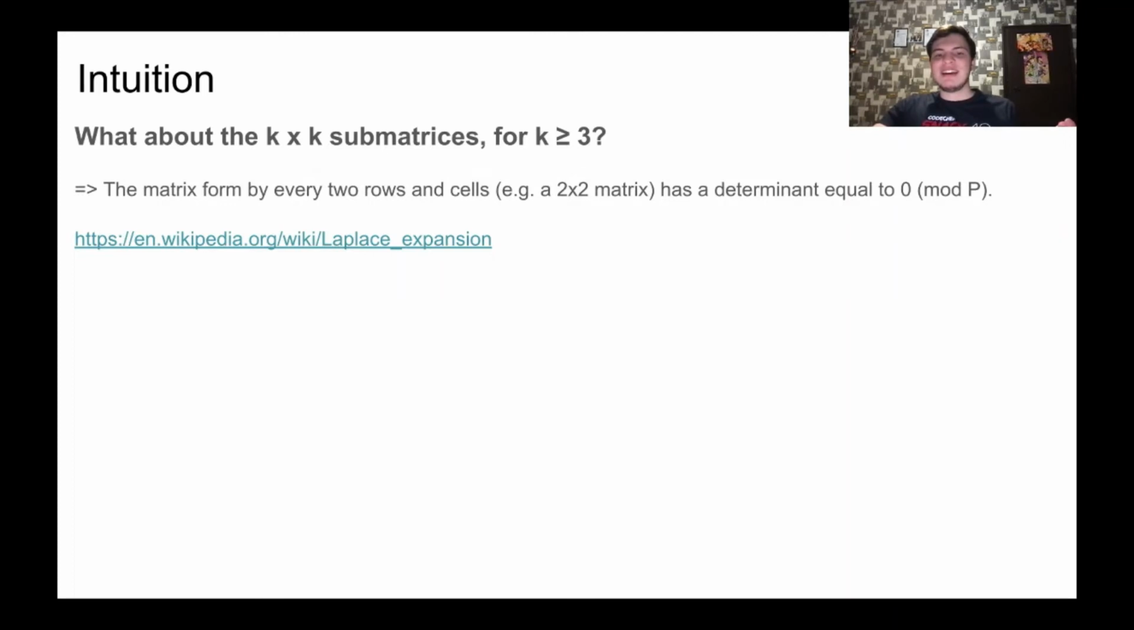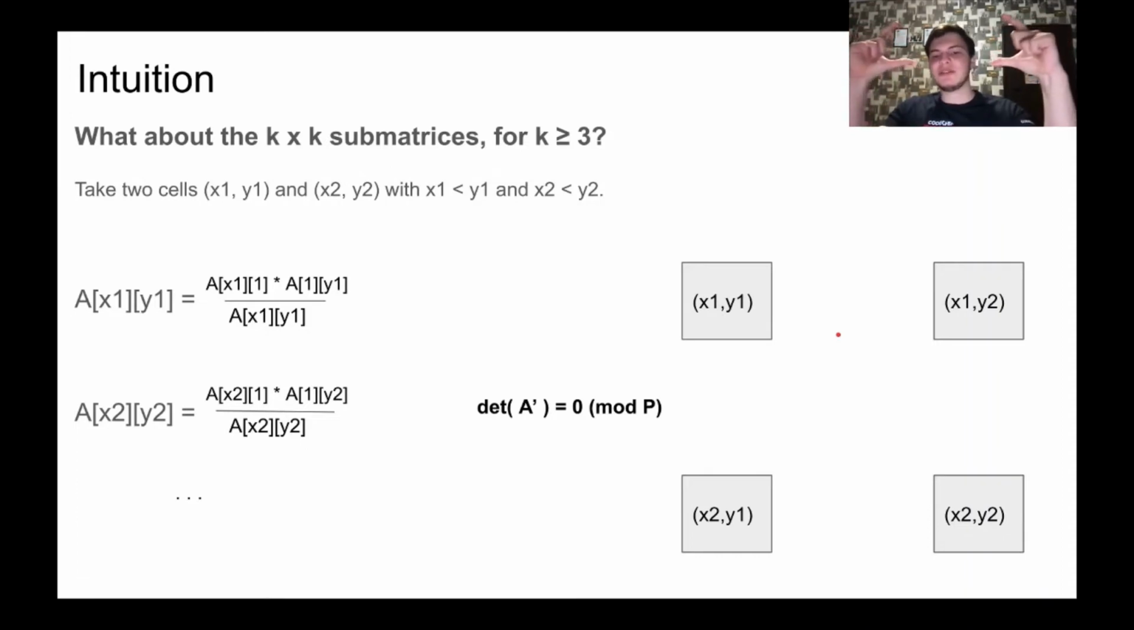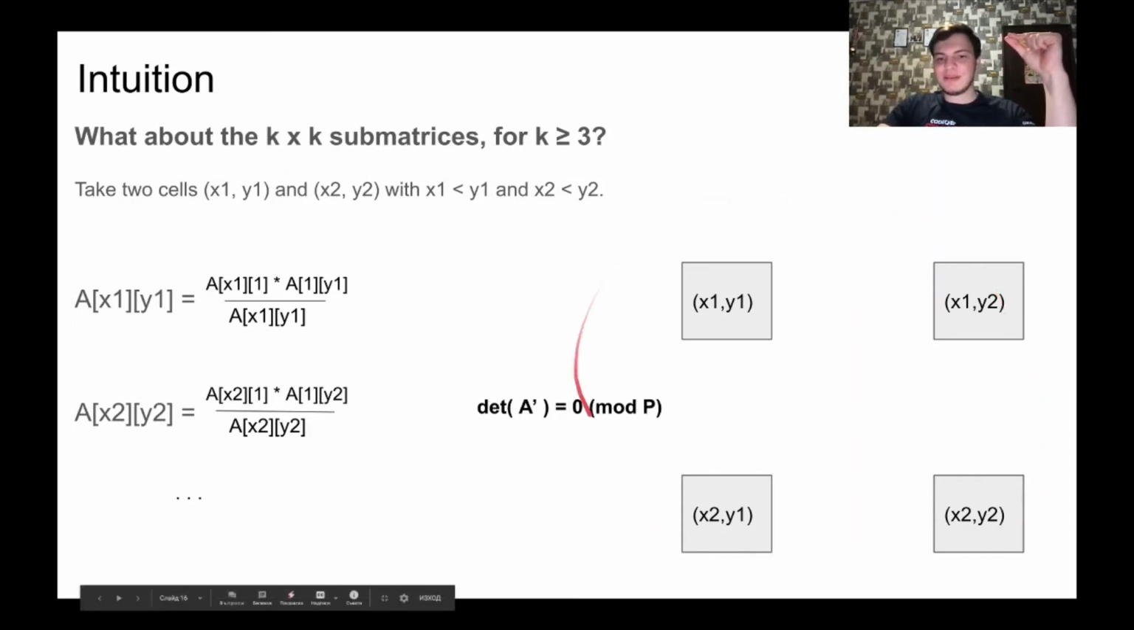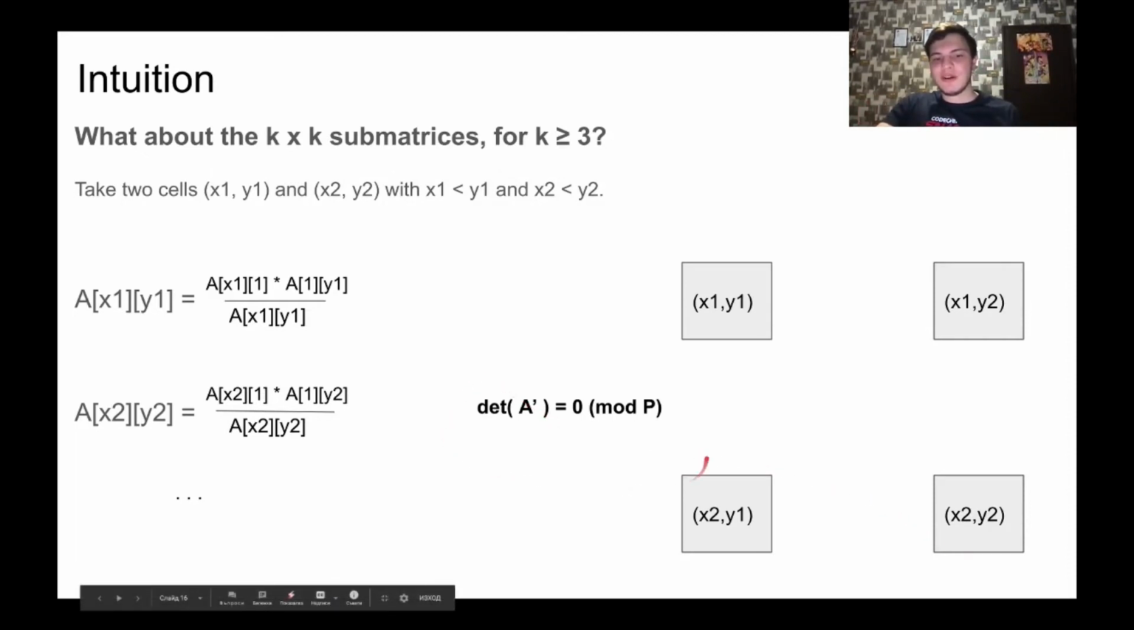In the end, we can express the determinant of the whole submatrix as the sum of the determinants of such submatrices, from 4 cells like that. And this is pretty cool, mostly because we already proved that the determinant of all such submatrices is equal to 0.